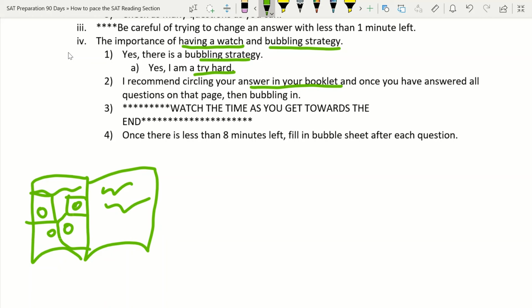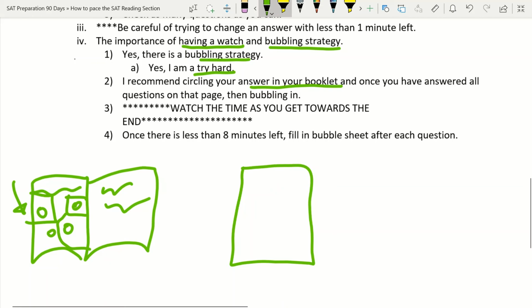So what I recommend doing is once you've answered those 4 or 5 questions in your test booklet, then over here, let's say that you've got your answer sheet. I'll go ahead and switch colors actually. I'll make this in blue. Let's say that your answer sheet over here is in blue. Then what you're going to do is, however many questions there are on each page, once you've answered all of the questions on one page, go through and bubble them in on your answer sheet.